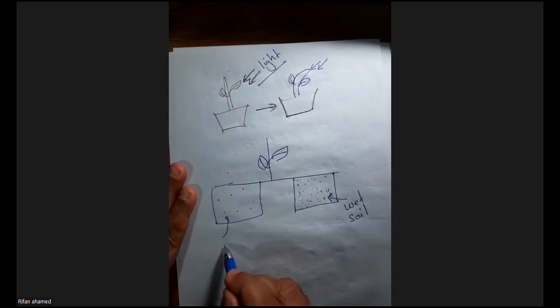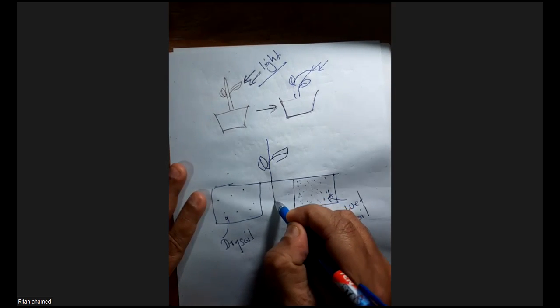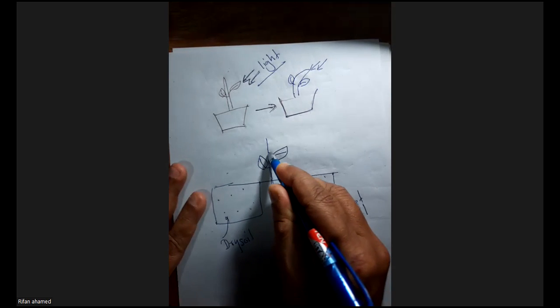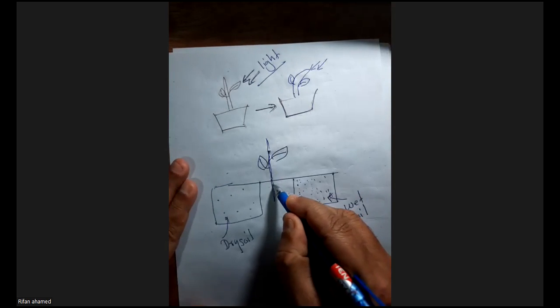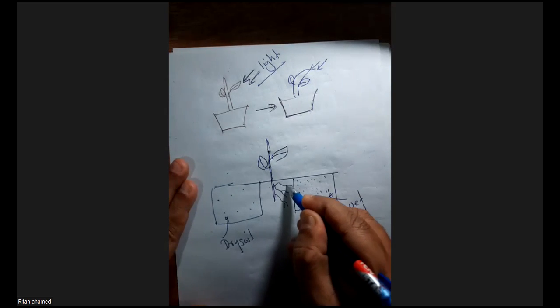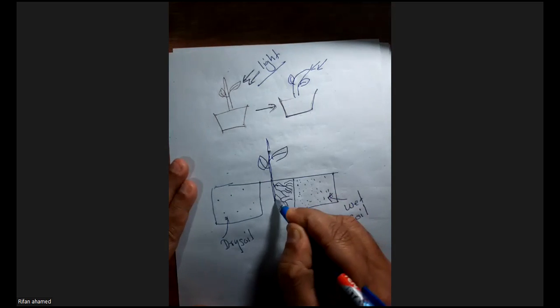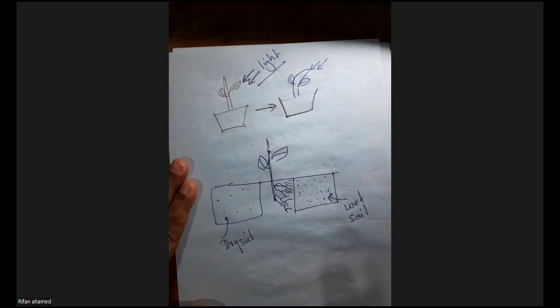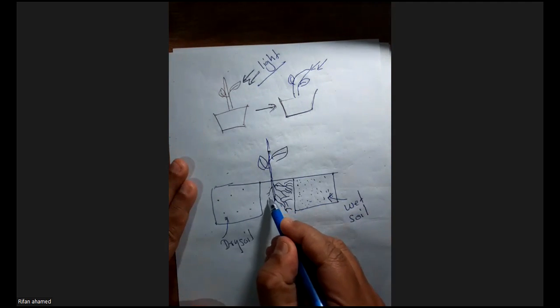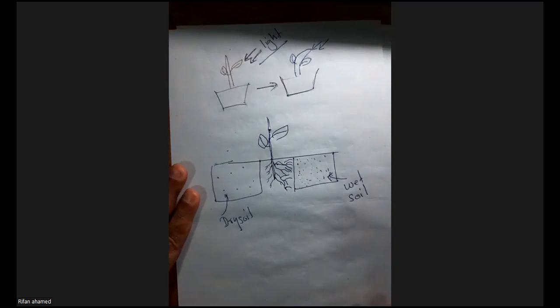In this side, there is dry soil. Okay, sir. You will notice if this is the plant root, much of the roots would be growing to which side? To wet soil. Only little roots can be seen in the dry side.